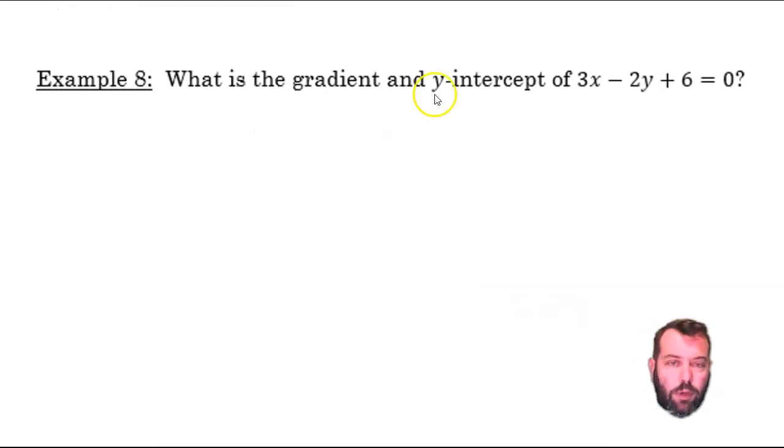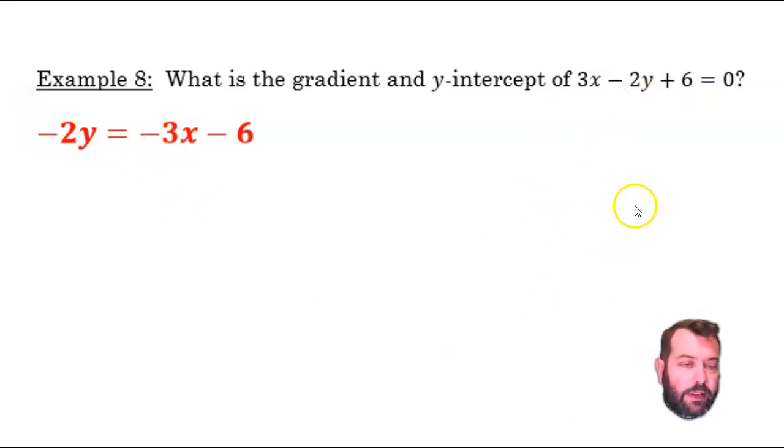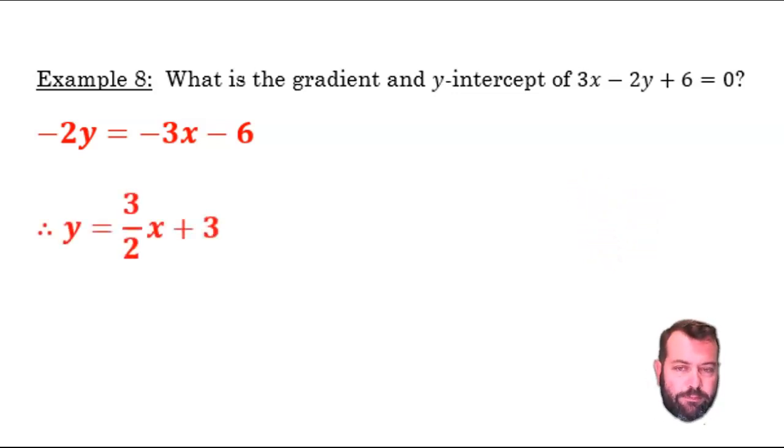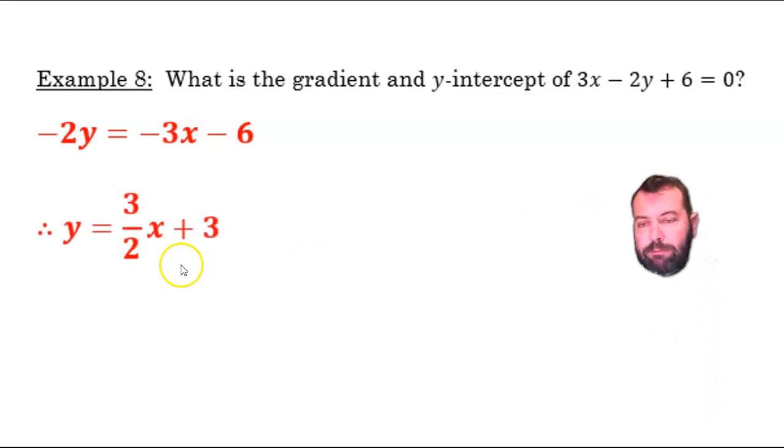Now, here's an example. What is the gradient and y-intercept of this? Well, if I express this in gradient-intercept form, that's y equals mx plus b, I'll be able to read off the gradient and the y-intercept. And that's what we're going to aim for at the moment. So, first of all, I'm going to separate the x's and the y's. You can see that here. We subtracted 3x and 6 from both sides. Then I'm going to divide both sides by -2, and some of those negatives cancel out. Be careful there.